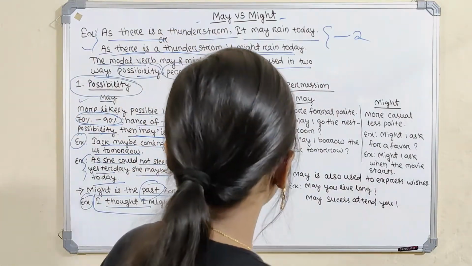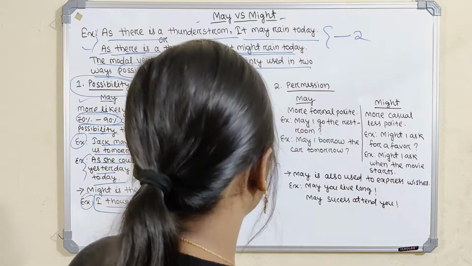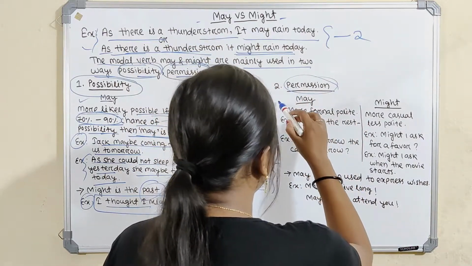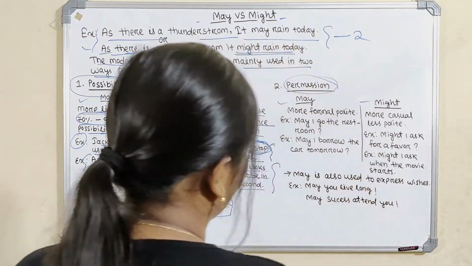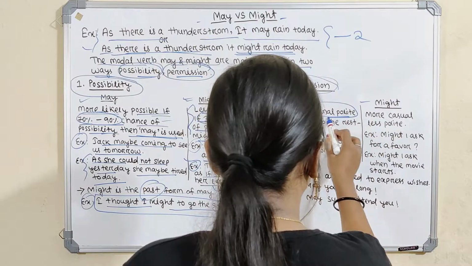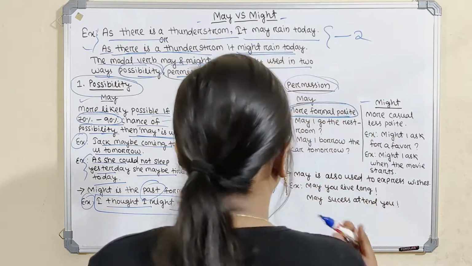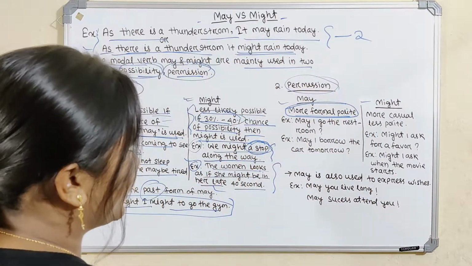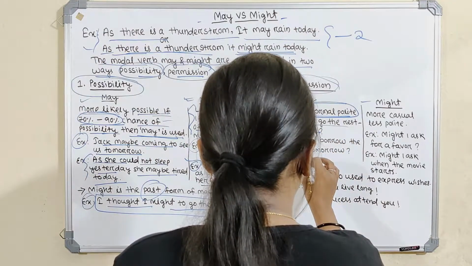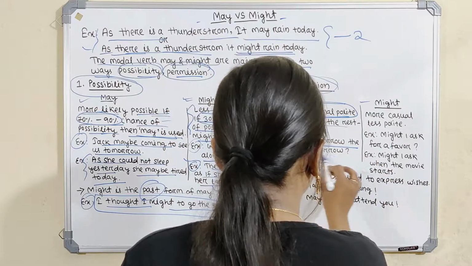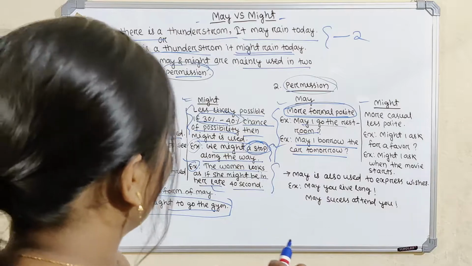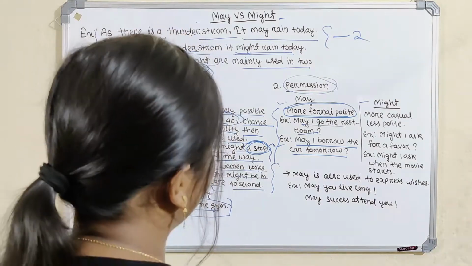So let's discuss the second use, permission. Permission is the second use of may and might. Again I divided it into two parts so we can understand easily. More formal and more polite: in this case, may is used. For example, may I go to the restroom? Again, may I borrow the car tomorrow? These are examples of permission that are more formal and more polite.